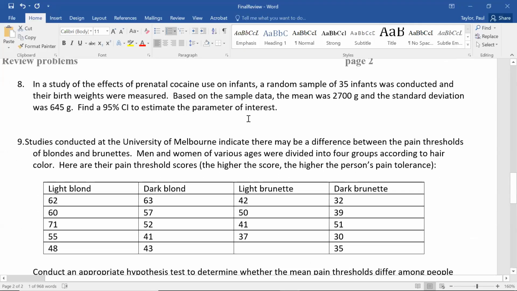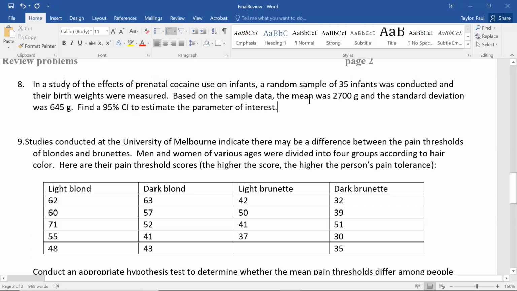A study of the effects of prenatal cocaine use on infants. A random sample of 35 infants was conducted, and their birth weights were measured. Based on the sample data, the mean was 2,700 grams with a standard deviation of 645 grams. Let's find a 95% confidence interval.